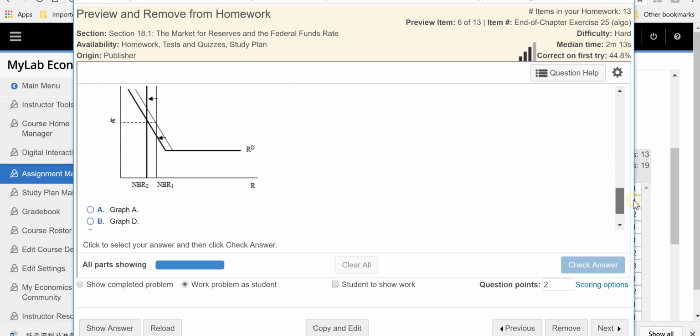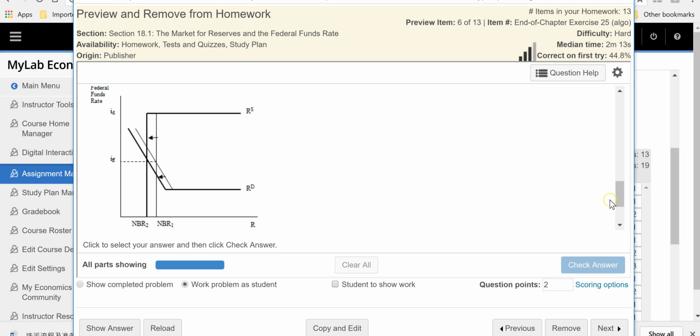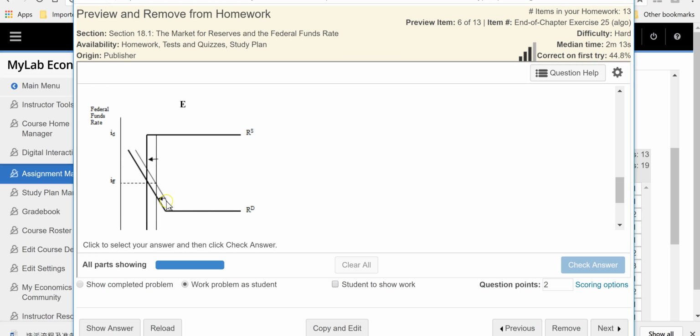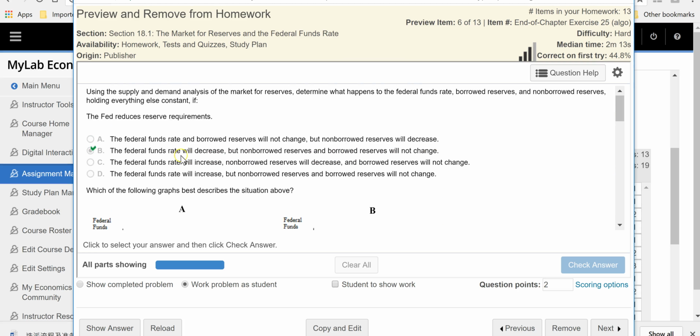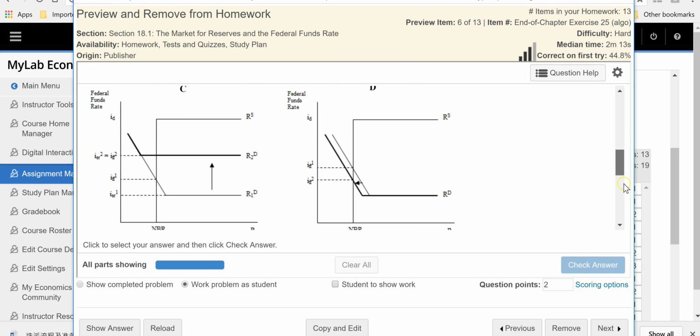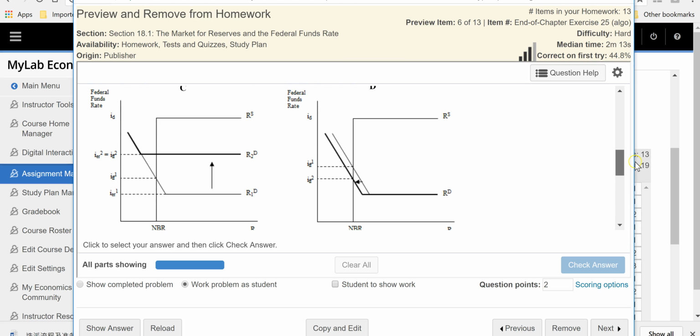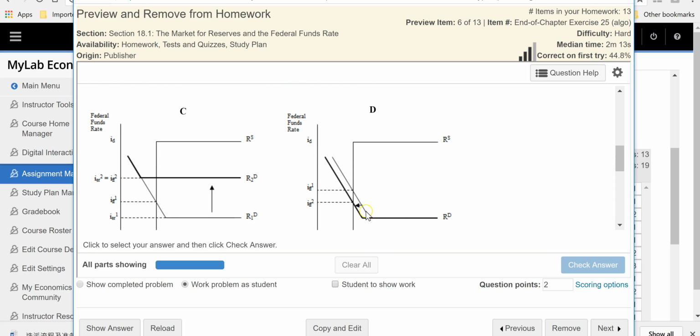So if we go on, we can see that E here, even though the demand curve does shift leftward, but the supply curve also shifts leftward. But if the Fed reduce the reserve requirements, that shouldn't have any effect on the supply curve. So the only answer should be D.